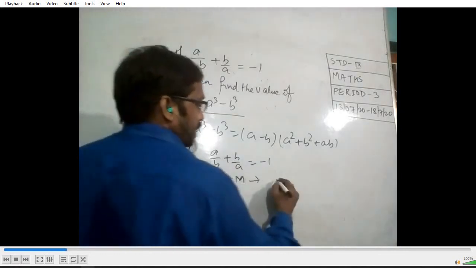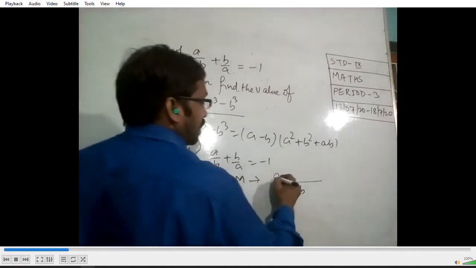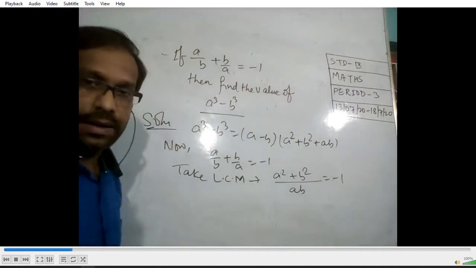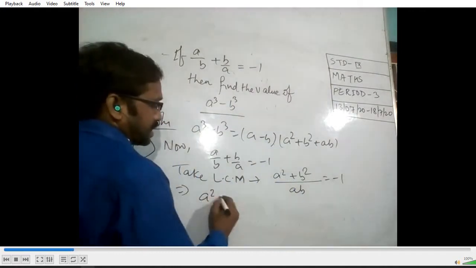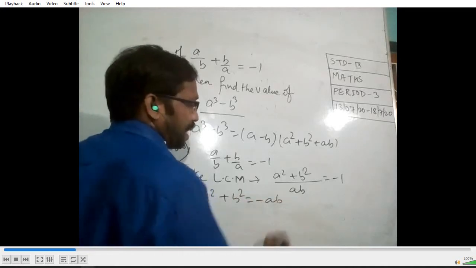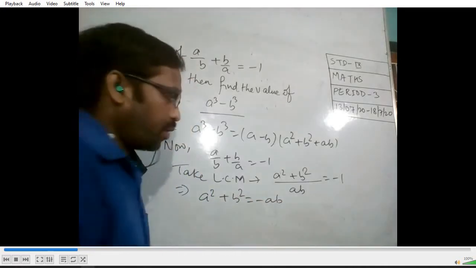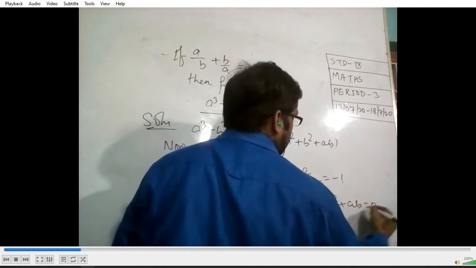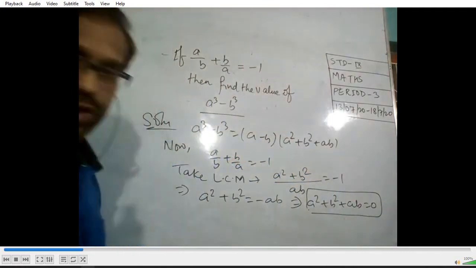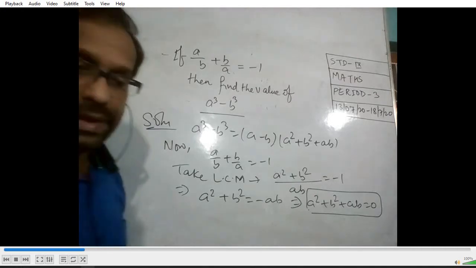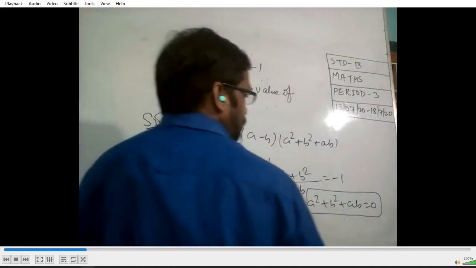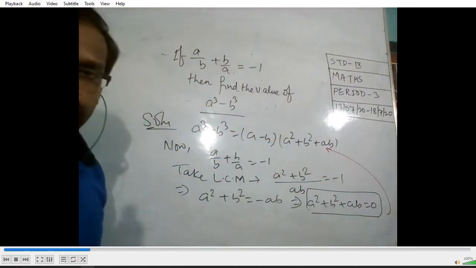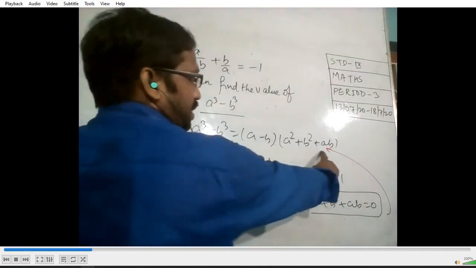Now this will become a square plus b square over ab, equal to minus 1. So by cross multiplication, we can say that a square plus b square is equal to minus ab. So we can say this also: a square plus b square plus ab is equal to 0. And this is our key solution. Why is this the key solution? Because this is the factor required in the formula.